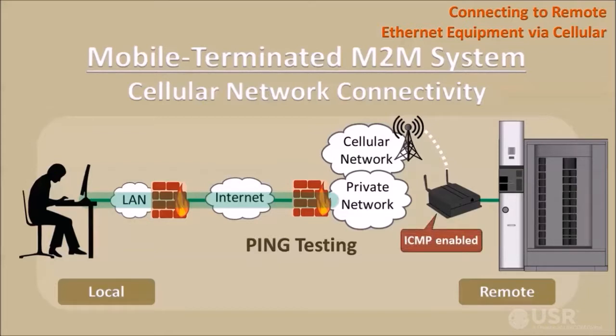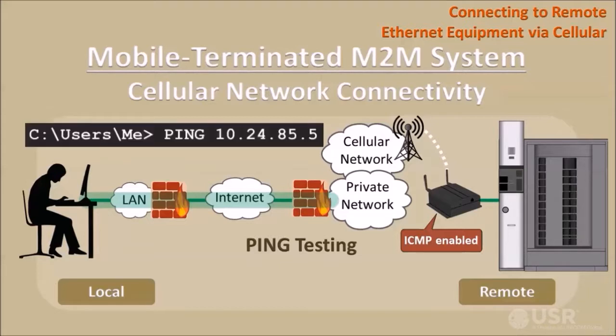For the cellular gateway to respond to ping, it must have ICMP enabled. Note that ICMP is disabled by default. The operator enters a ping command at a command prompt using the IP address that was provisioned for the gateway. The ping should return to the terminal if the cellular network, the VPN, and the gateway are properly set up.